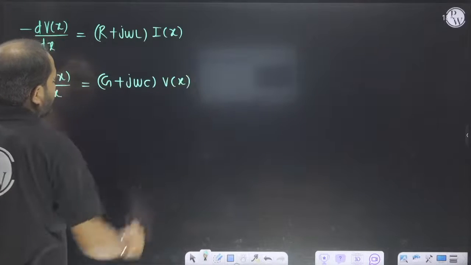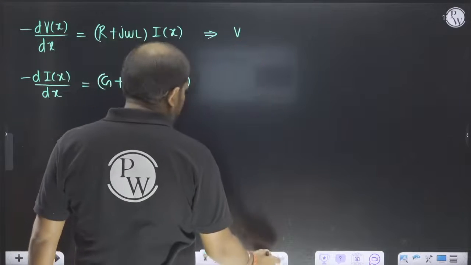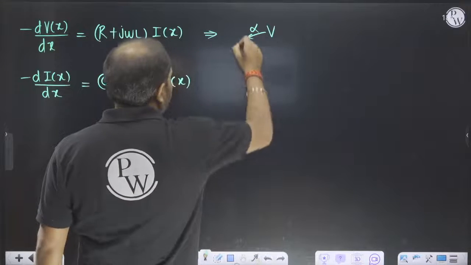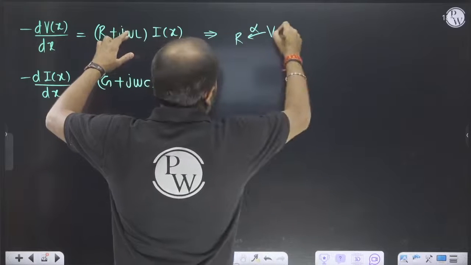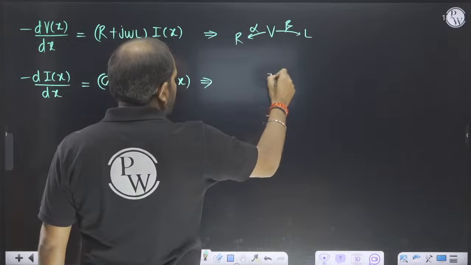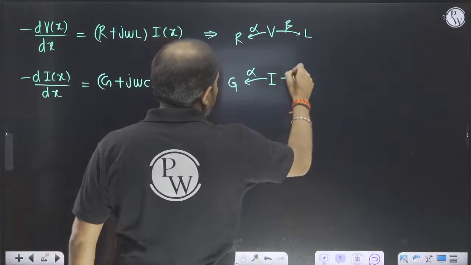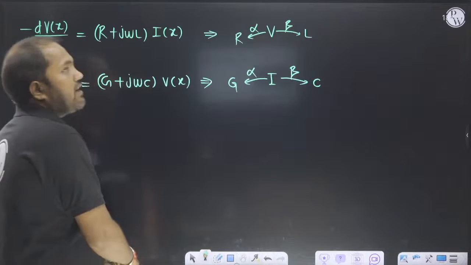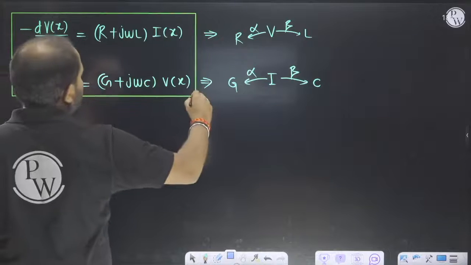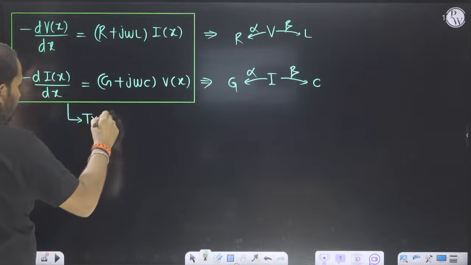So from these equations, what have we decided? The change in voltage, the attenuation in voltage, is decided by R, and the phase shift in voltage is decided by L. Similarly, in current, attenuation is decided by G, and phase shift will be decided by C. These equations are also known as the traveling wave equation.